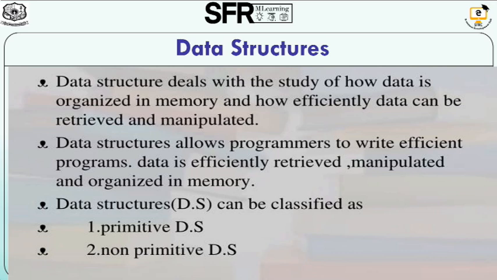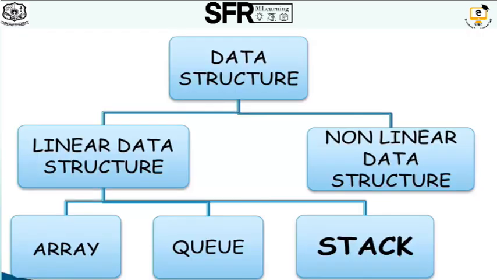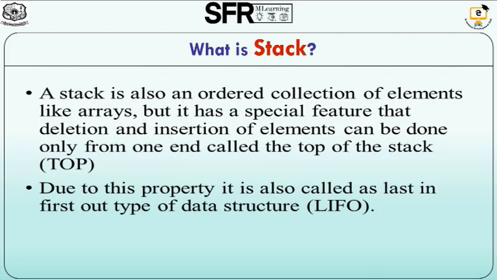Depending upon the data, data structures are classified as primitive and non-primitive data structures, but based on the organization, they are classified into linear and non-linear data structures. The stack comes under the linear data structure, that is, sequential organizing of data. A stack is an ordered collection of elements like an array, but it has a special feature: deletion and insertion of elements can be done at only one end, called the top of the stack. So we can perform push and pop operations only at the top. So we follow the property called LIFO, last in first out.